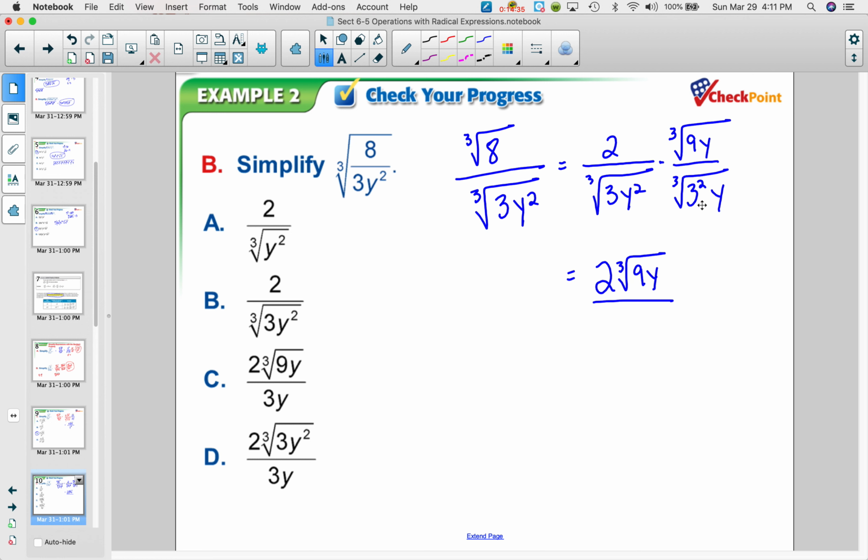And in the denominator, now the cube root of 3 cubed is 3. The cube root of y cubed is y. So then my answer is C. Again, honestly, that's the hardest part of the lesson. Okay, there might be another hard part. So I might be not telling the truth, but I didn't mean to.